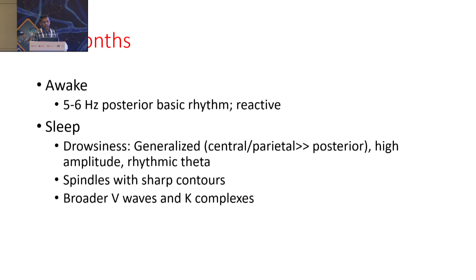So coming to 1 year, the posterior dominant rhythm in awake state comes to 5 to 6 hertz. In sleep, you will see good bilateral symmetric sleep spindles, but can have asynchronous till 18 months of age. The vertex waves become more and more well organized and better appreciated by this age, and same with the K complexes.